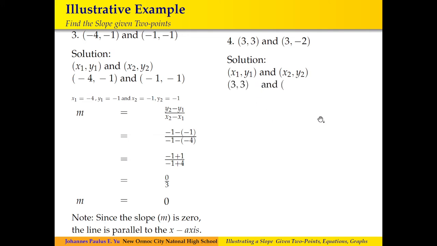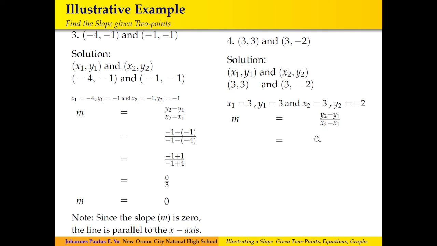We have 3 and 3. We have 3, -2. And x sub 1 is equal to 3. Y sub 1 is still 3. X sub 2 is 3. And y sub 2 is -2. So again, we must be careful of the signs here. So following along the slope formula, we have y sub 2 minus y sub 1, or the change in y, all over x sub 2 minus x sub 1, or the change in x.